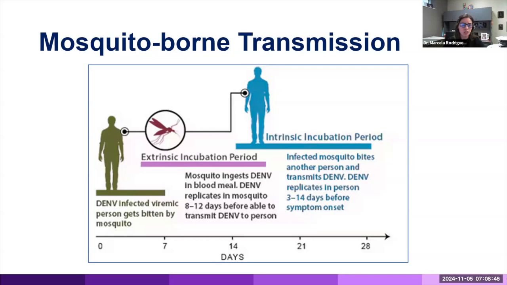Lastly, there is the intrinsic incubation period that lasts between 3 to 14 days. And then the infected mosquito bites another person and transmits the dengue virus. This virus replicates in the person 3 to 14 days before the symptom onset. After the incubation period, then the human becomes ill.